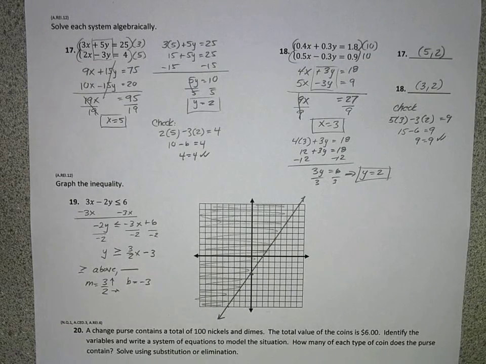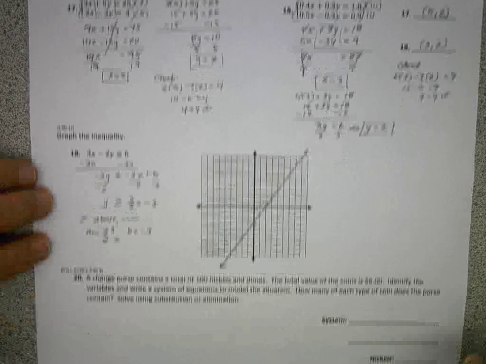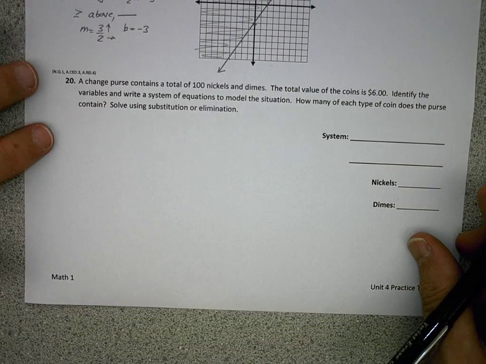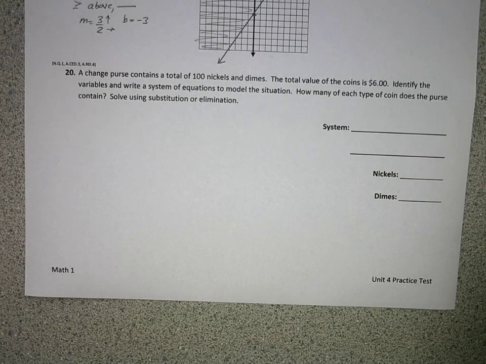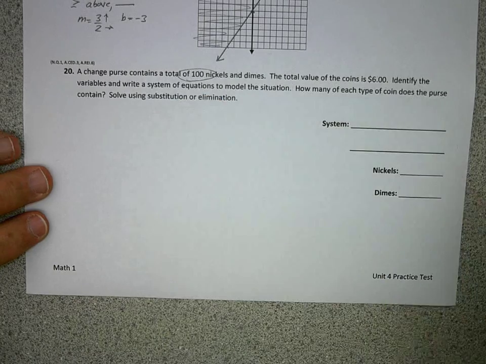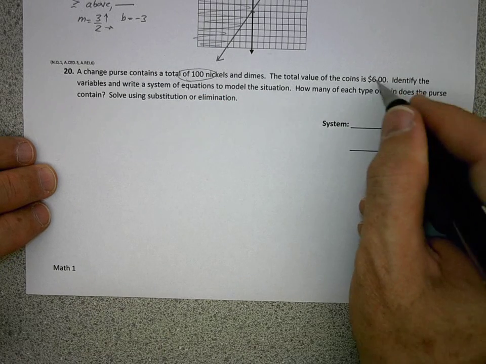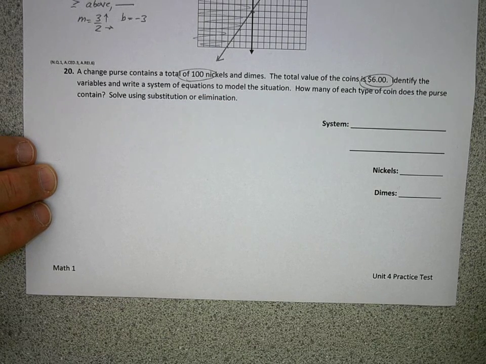All right, so let's begin with number 20. We have a change purse that has 100 nickels and dimes. The total value is $6. Identify the variables and write a system of equations to model it.